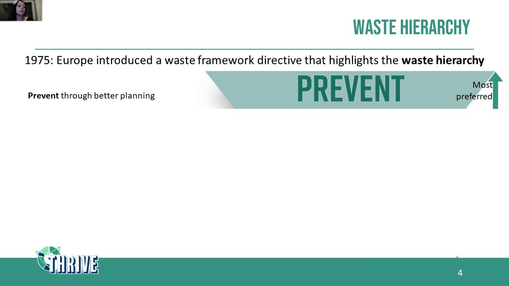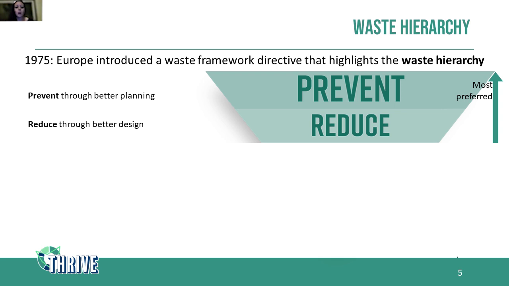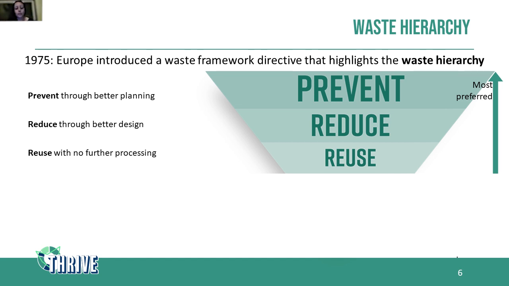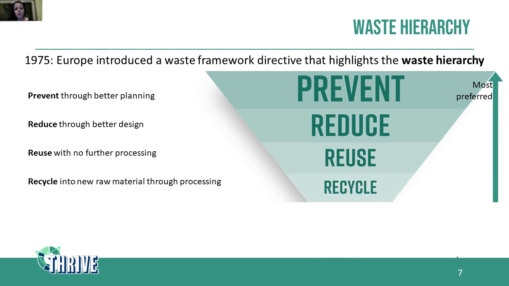So in the mid 70s, Europe introduced a waste framework directive that set the basics for the waste hierarchy. This waste hierarchy is divided into six levels, from the most to the least preferred. The first one is prevention. Prevention goes through better planning before even producing something. Then the reduction through a better design of the product. Reuse with no further processing means, for example, you have a brick and you will reuse it as a brick. No crushing, no smashing, no cutting, nothing. Recycling means that you will process this brick, for example, to create powder.